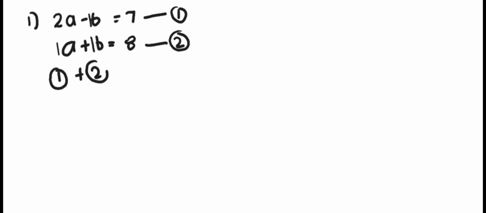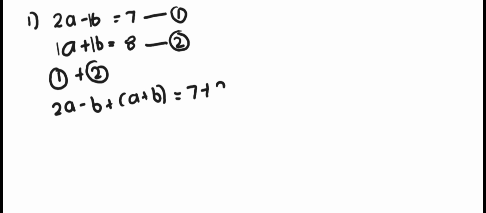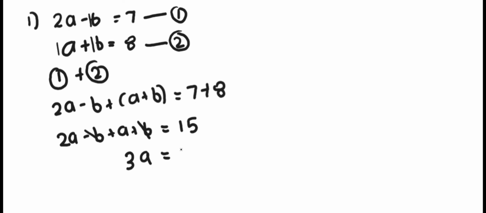This is very easy, okay? Plus. So 2a minus b plus a plus b equals 7 plus 8. 2a minus b. Plus 1 into plus a is plus a, and plus 1 into plus b is plus b. 7 plus 8 is 15. So minus b cancels with plus b. So 2a plus a is 3a, equals 15.